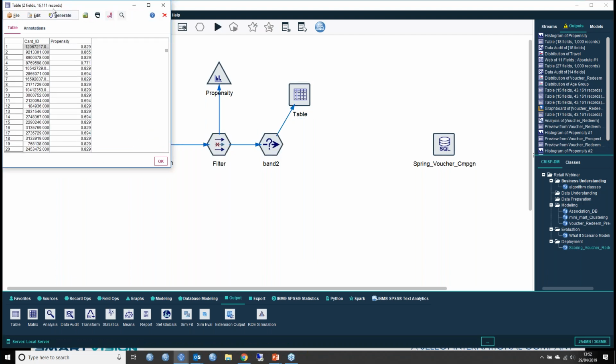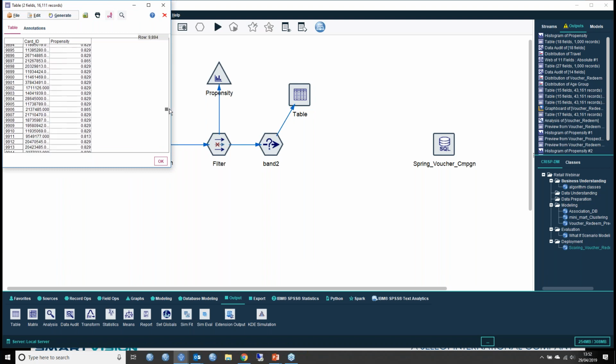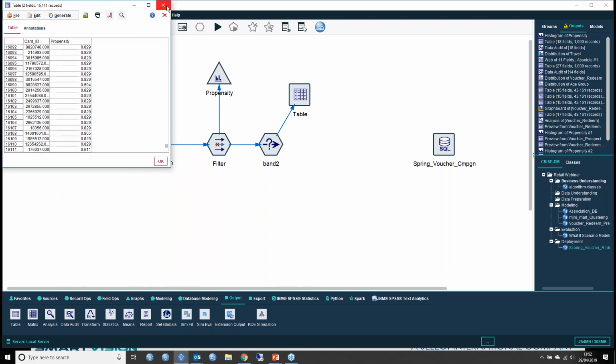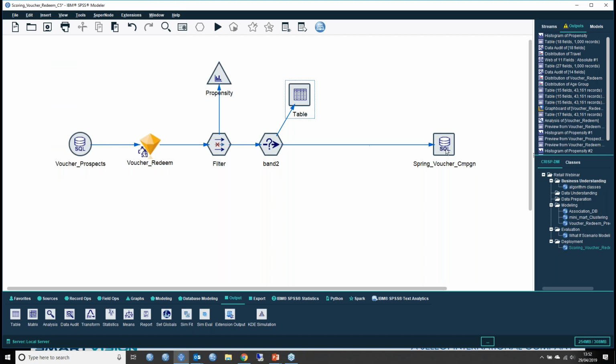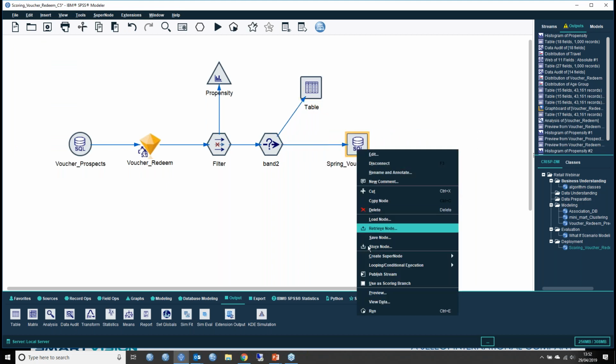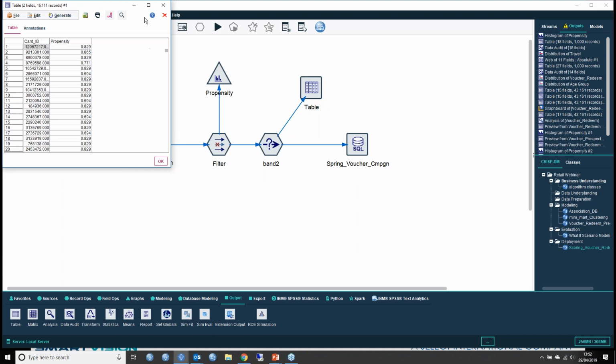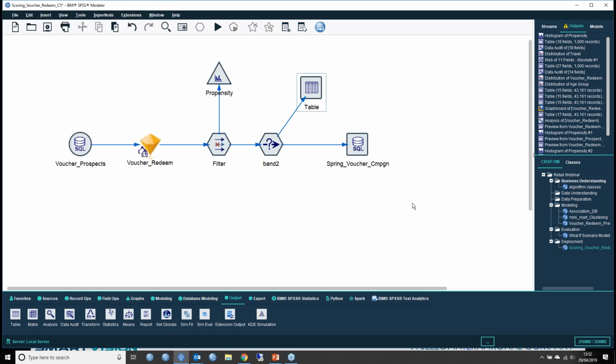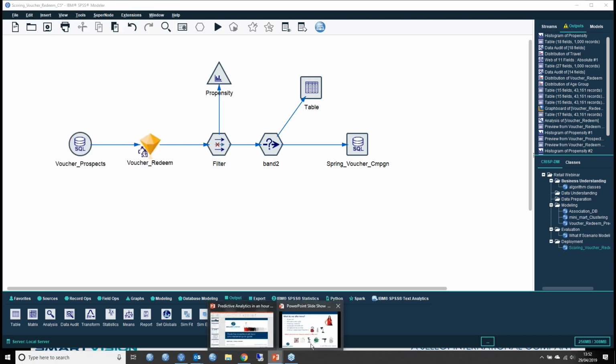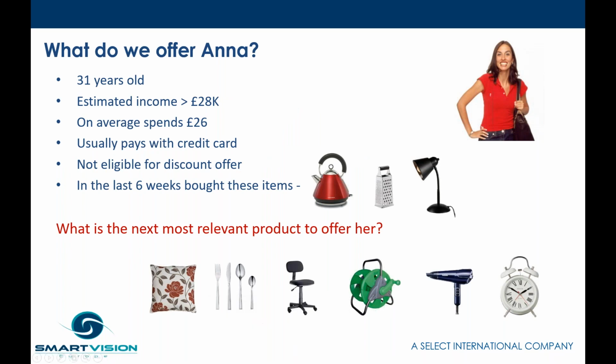Let's see, it's 16,111 records that it has found with a likelihood of redeeming the voucher greater than 60%. And if I then connect that up to a database, I can say, okay, punch out that list into a table in the database and call that list the spring voucher campaign. That just punches out exactly this table that we saw earlier into a database, and effectively allows me then to take action against that. So that is us using predictive analytics in reality.